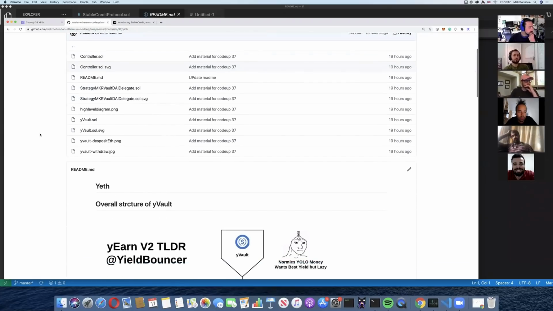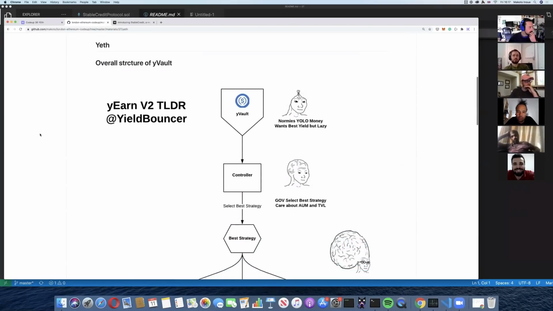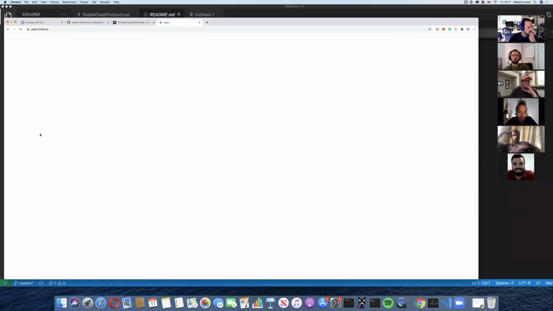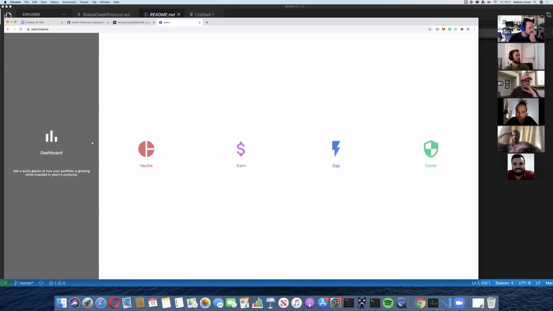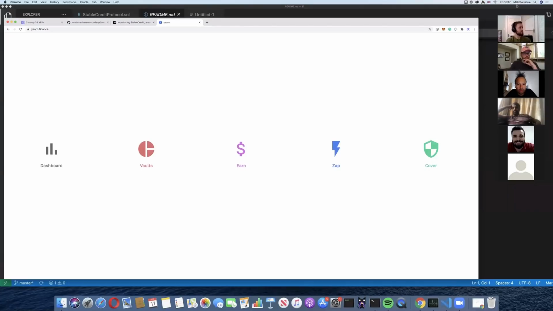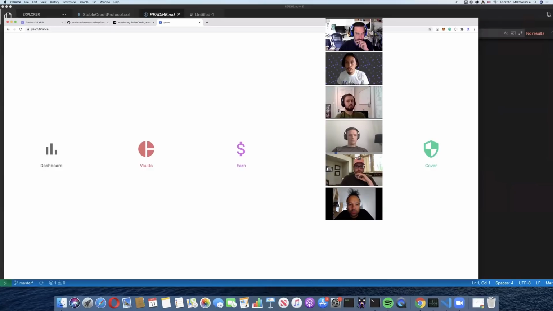So in general, I think let's just start from the UI. Yearn Finance for the basics. Who hasn't used Yearn at all? Okay, just one. When I first got in, it was quite confusing. Now it's got a lot simpler, but before it was quite confusing.